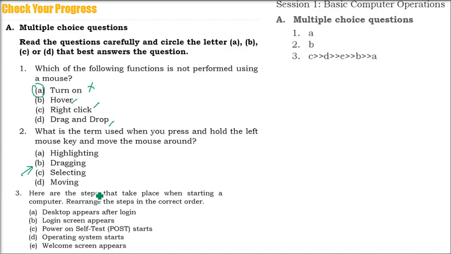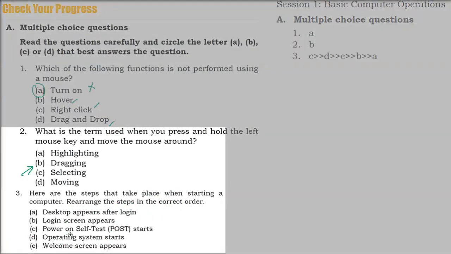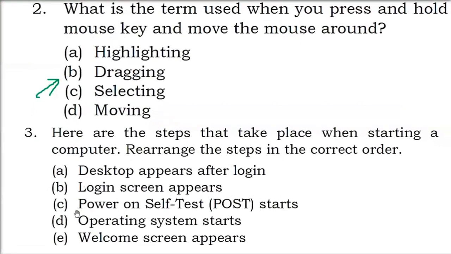And here are the steps that take place when starting a computer. Rearrange the steps in the correct order. So what do you do first? First thing, when you turn on your computer, first thing will be BIOS, and that will do the power on self-test, POST. So power on self-test will start first. This is the first thing.